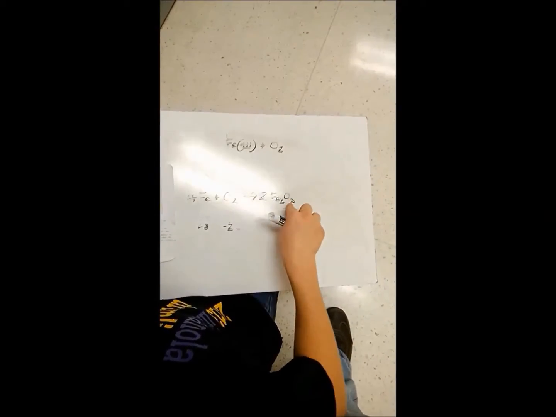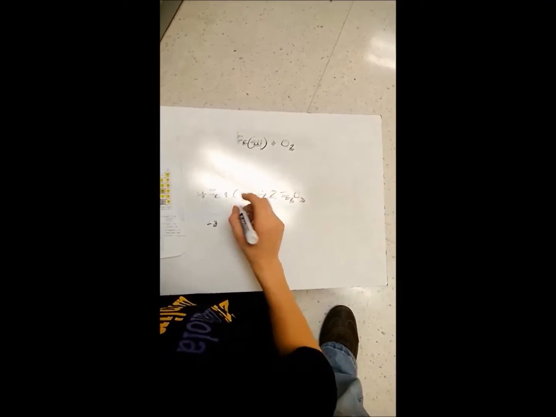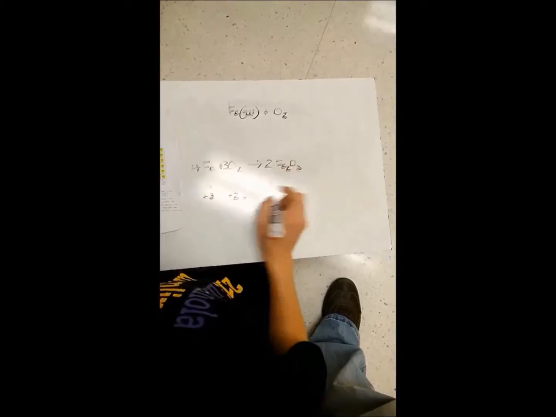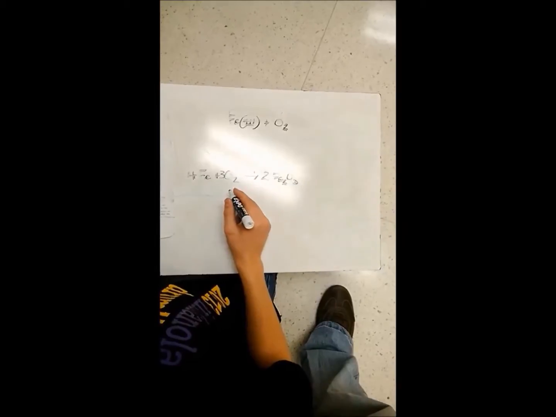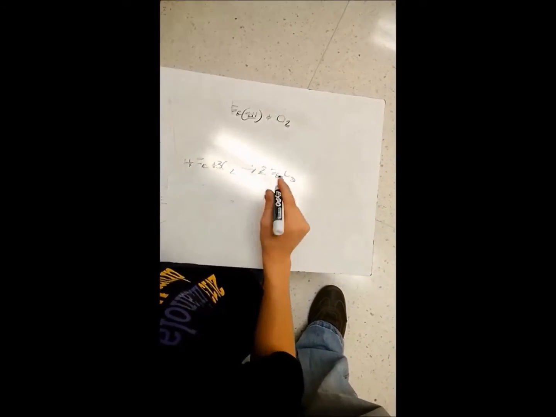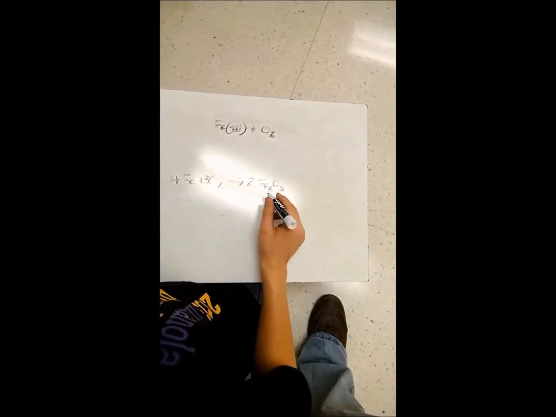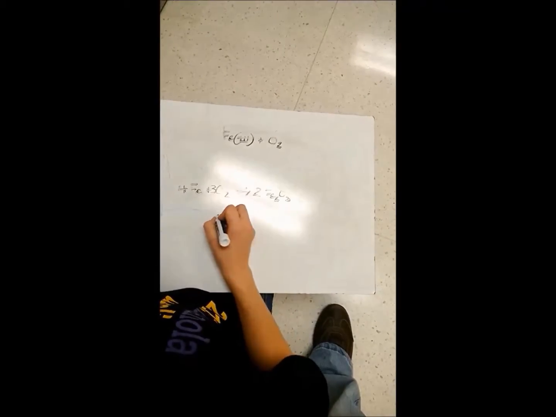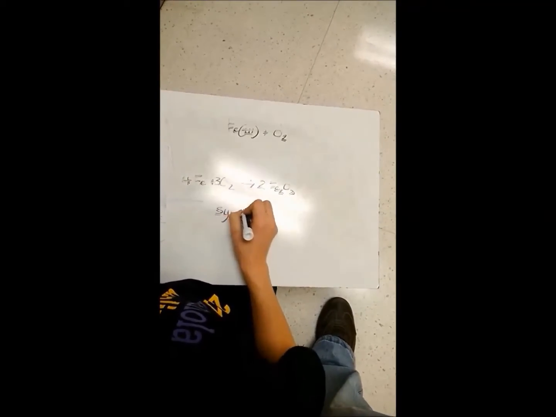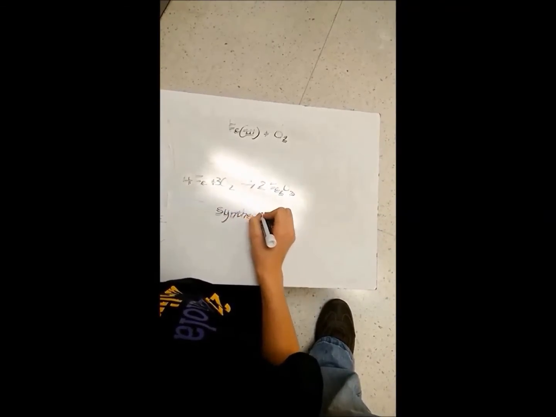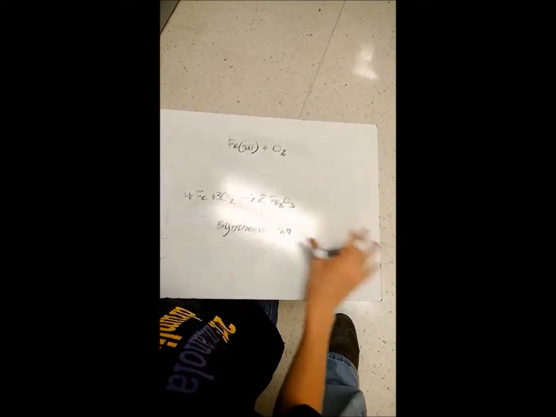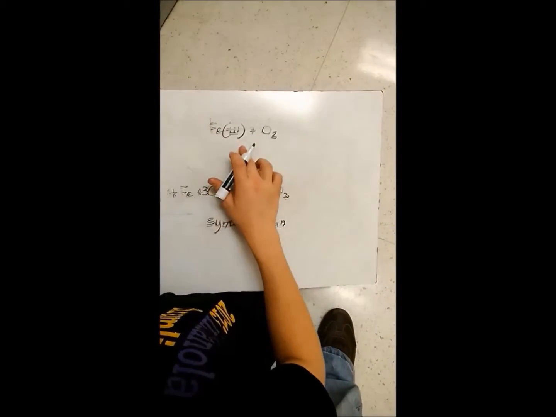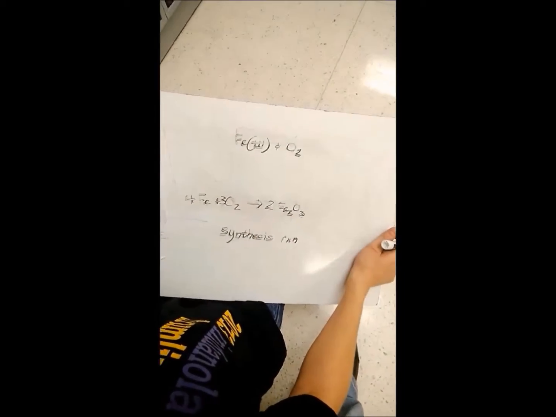Now, there's 6 oxygen on this side, and 2 on this side, so if we add a 3 here, we can get rid of our charges. That's 4 iron and 3 O2. That becomes 2 Fe2O3. And this would be a synthesis reaction. And the abbreviation for a reaction is simply RXN, reaction. And this is our equation where iron combined with O2.